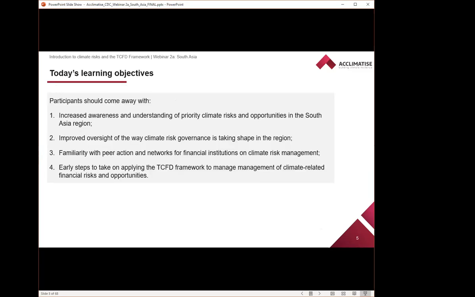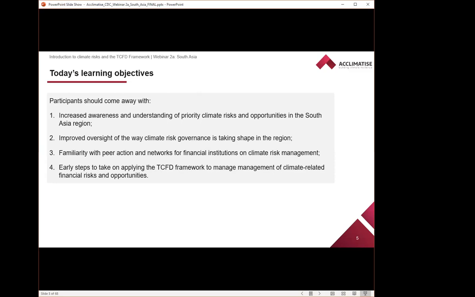So turning to the learning objectives before we get started. We want to share these objectives for you today and really reiterate what we want you to come away with from this training session. So first, we want you to come away with an increased awareness and understanding of what key climate risks and opportunities are for your region. We also want you to come away with an improved understanding of how climate risk governance is taking shape in the region, and this is the piece on why you should get started acting on them, on climate risk management.